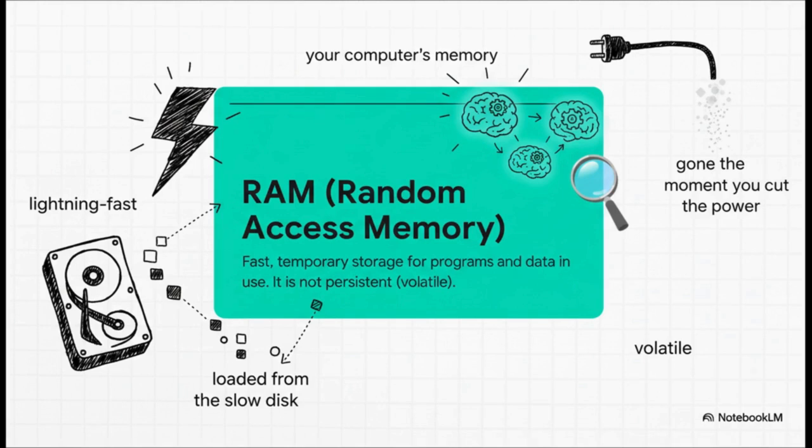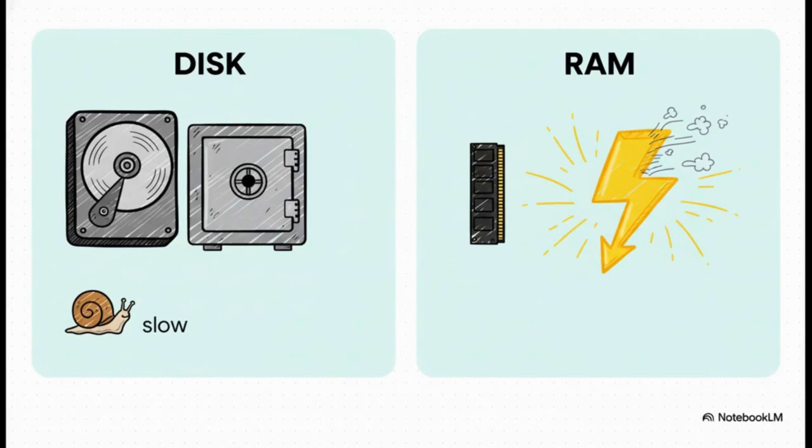It remembers nothing. And this right here, this is the fundamental trade-off. On one hand, you've got the disk. It's huge, it's permanent, but it's slow. On the other hand, you have RAM. It's incredibly fast. We're talking maybe 1,000 times faster, but it's way smaller and totally temporary.